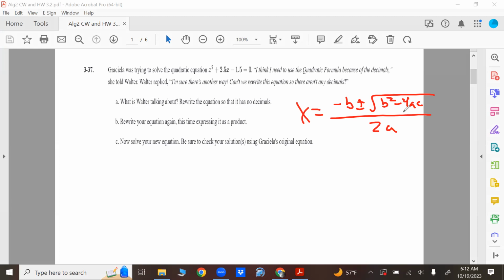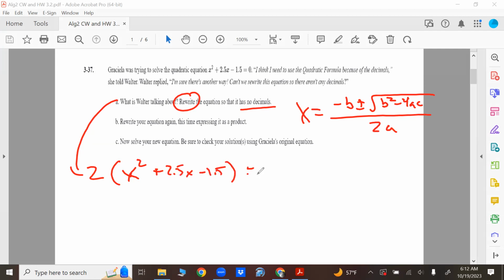But it might be more efficient to rewrite the equation because doing quad form with decimals, especially if you're squaring like 2.5, could be really tricky. And what if you didn't have a calculator with you, right? So Walter says we should rewrite it so it has no decimals. What I would do is multiply both sides by 2, because if you multiply anything that ends in 0.5 by 2, the decimals will go away.